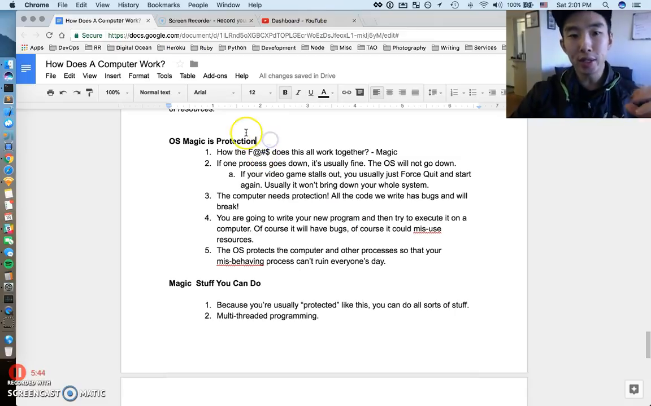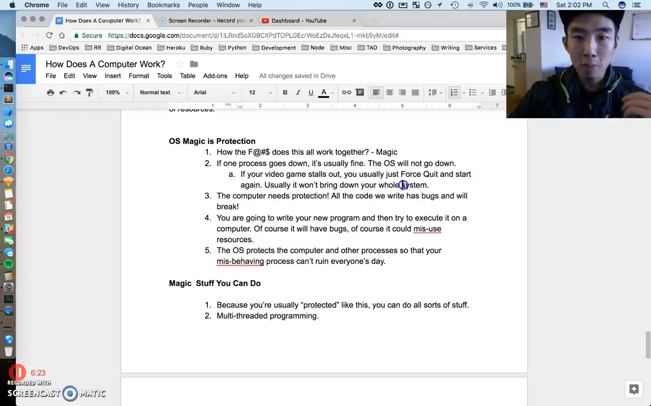One thing that's just crazy, if you take a step back and think about what's happening here, it's really a little bit of magic, right? How is all this stuff working together? I just like to call it operating system magic. Let's just sit here and appreciate everything it's doing. For example, if one process goes down, it's usually fine. Your operating system is not going to explode or go down, right? If your video game stalls out, you usually just force quit the game and restart it, and it's not going to break your whole computer, right?